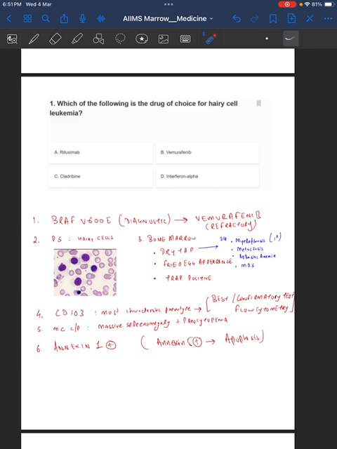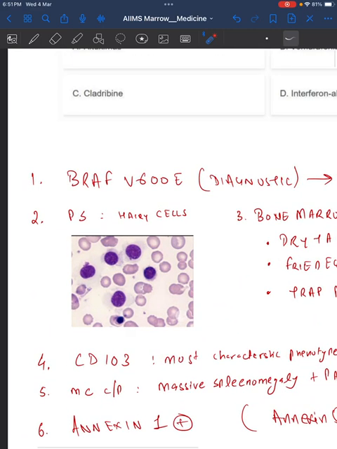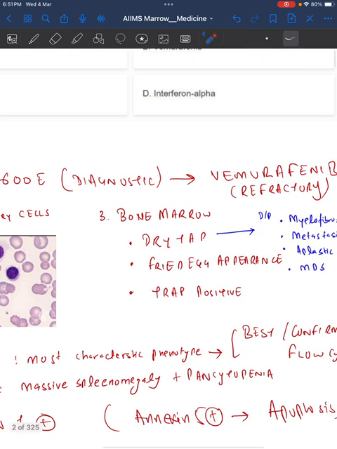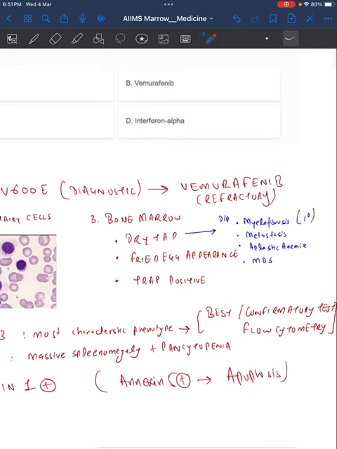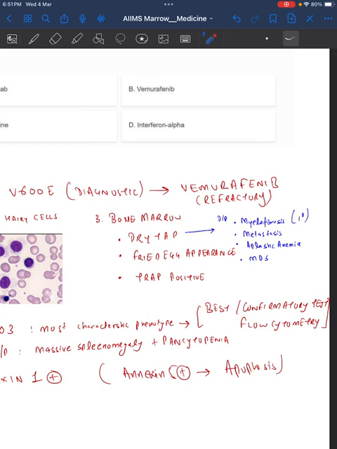Other thing that you should know is that in the PS we will get these hairy cells. This is a very important image based question. Then when we do the bone marrow of the patient, we will get three things. We will get the dry tap, the fried egg appearance, and the TRAP positivity. The most important is the dry tap and the TRAP positivity.